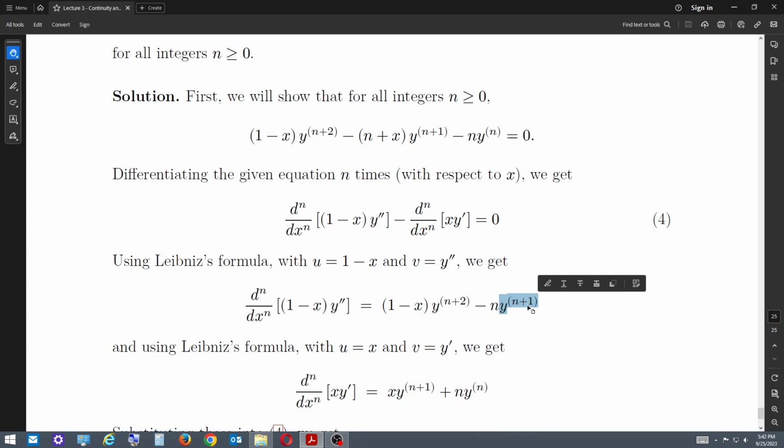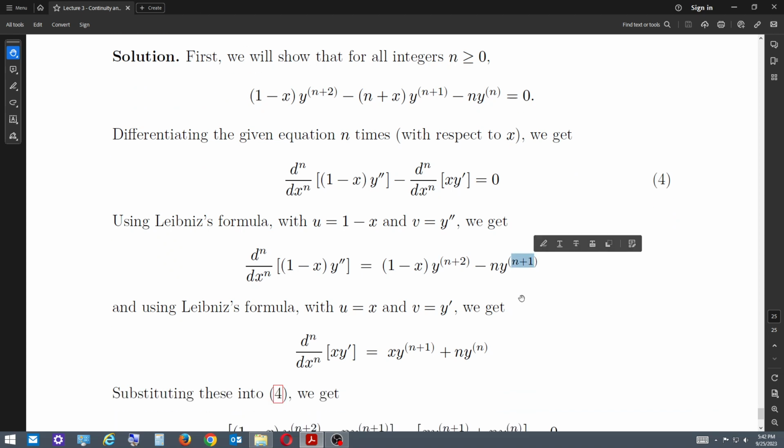But you don't actually need to work this one out. Once you differentiated this one, remember the number of times you differentiate decreases by 1 each time. So whatever this is, just subtract 1 from it. This was n plus 2, subtract 1. And that's the first derivative worked out there. That's all it's going to be.